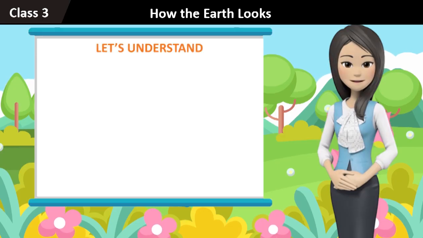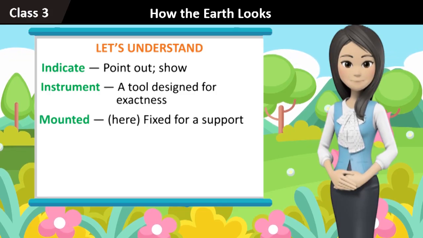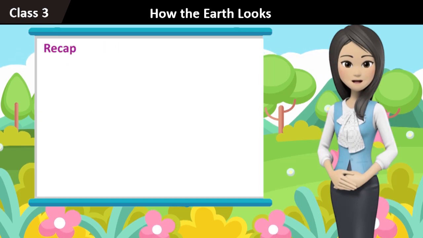Let's understand. Indicate: point out, show. Instrument: a tool designed for exactness. Mounted: fixed for support.